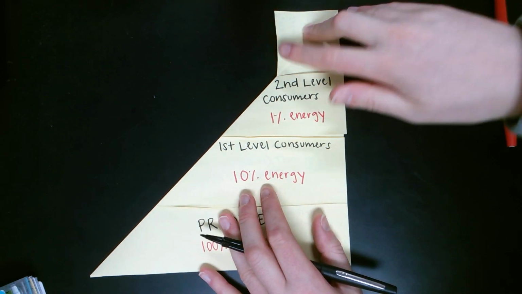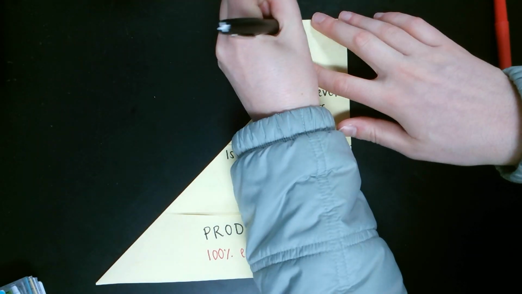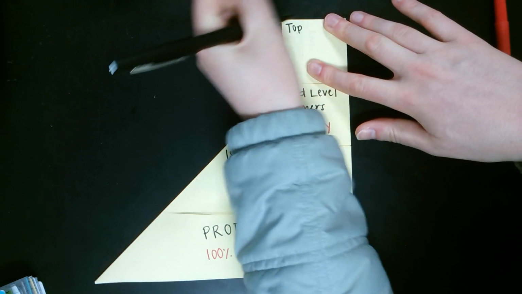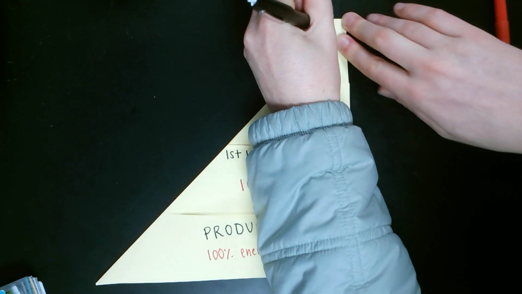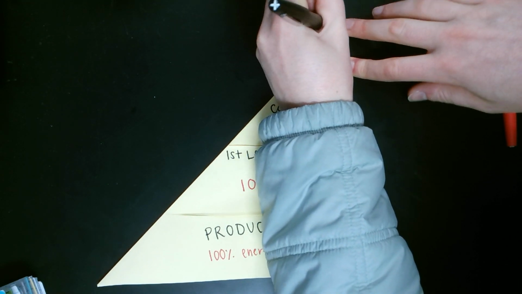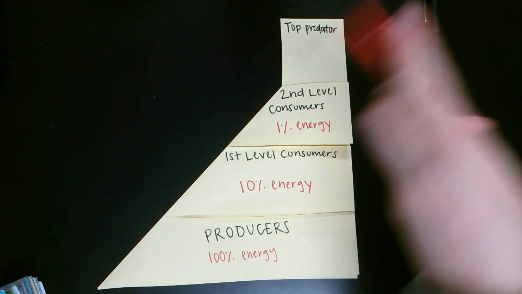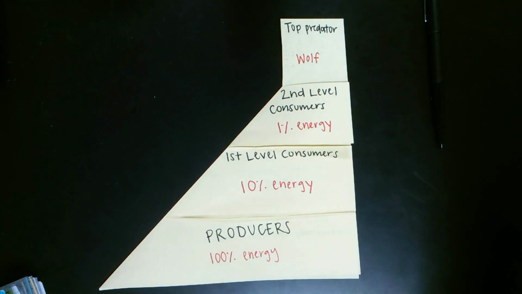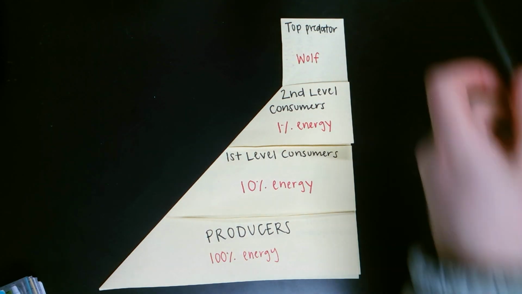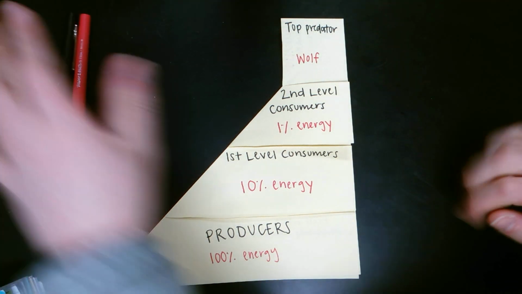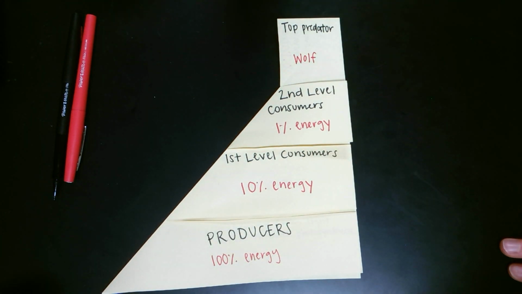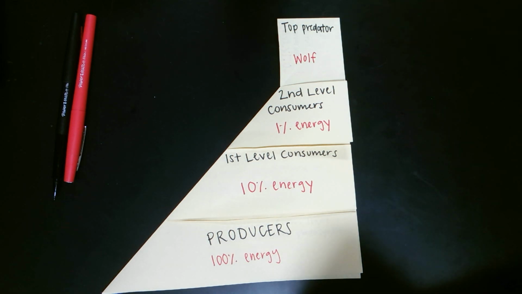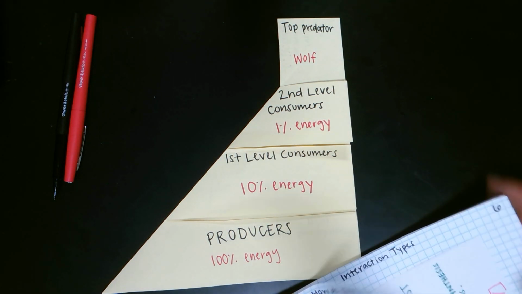Our third level consumers are usually our top predators. And our example would be the wolf. Again, feel free to add in anything else here that you would like as different examples. That's all we're going to draw on our energy pyramid, but we are not quite done.